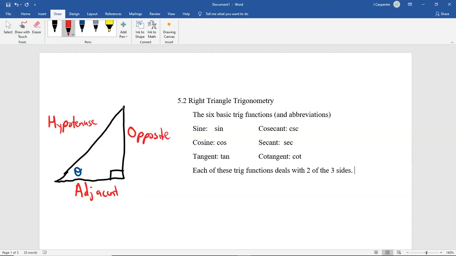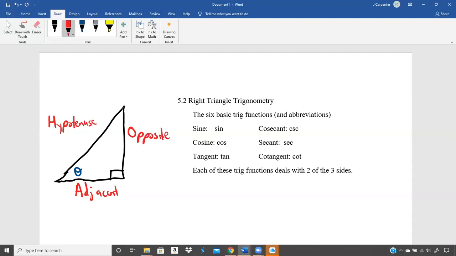How do they deal with them? They're all fractions. They're all ratios of one to another. So those trig functions are just a measure of the ratio of an opposite to a hypotenuse, or an opposite to an adjacent, or an adjacent to a hypotenuse, whatever combinations you can think of, and it's all 6 combinations.